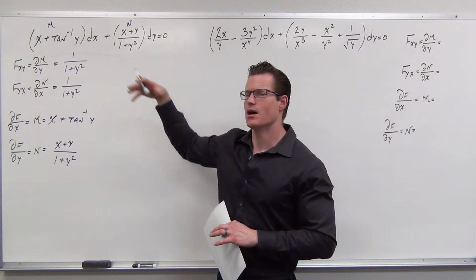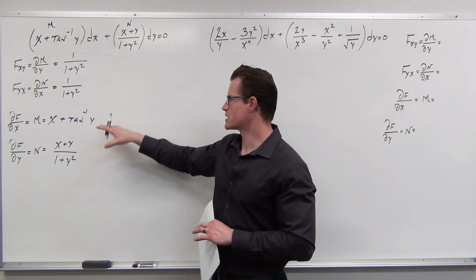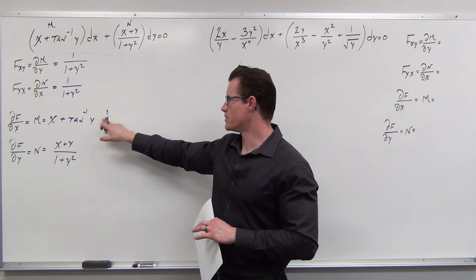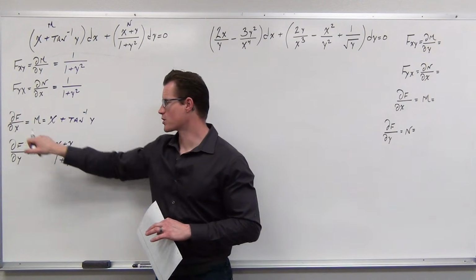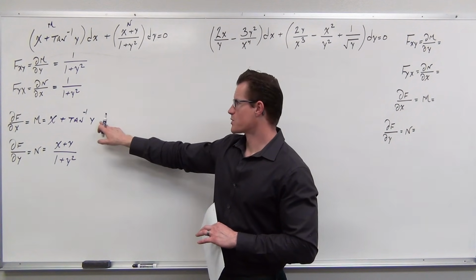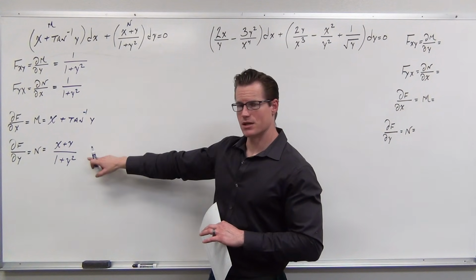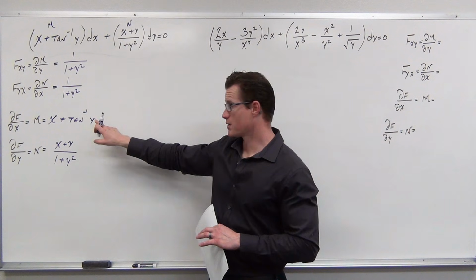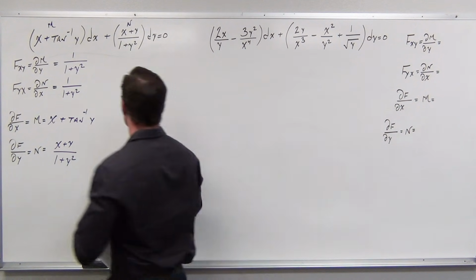Let's keep on going. Pick one of these that looks easier to integrate. Either this with respect to x, I'm doing the partial, or this with respect to y, I'm doing the partial. This with respect to x looks much easier to me than integrating this with respect to y. So I'm going to pick this one. I'm going to integrate this.